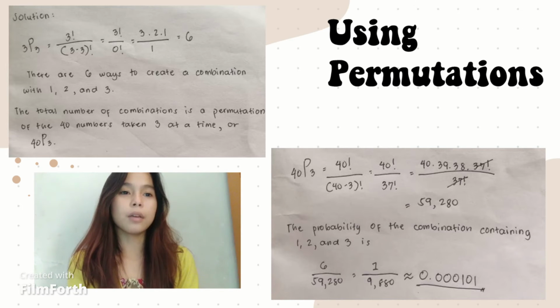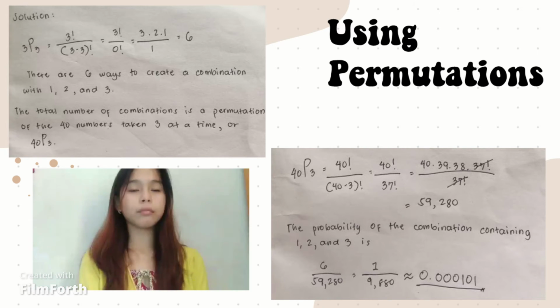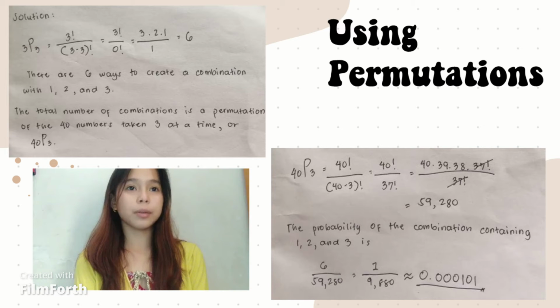The probability of the combination containing 1, 2, and 3 is 6 over 59,280, and then you reduce, which is equal to 1 over 9,880. Approximately, it is 0.000101. 6 is our numerator because that's the number of times the event occurs, and then the denominator is 59,280 because that's the total number of trials.